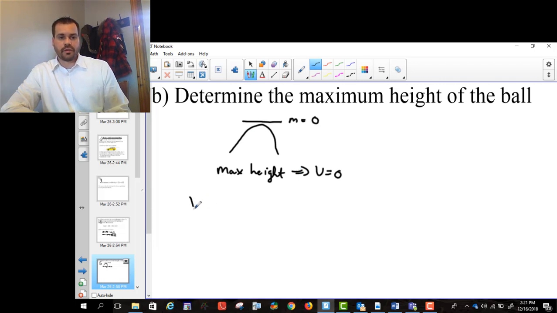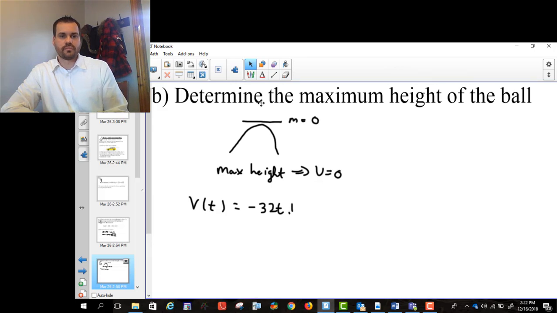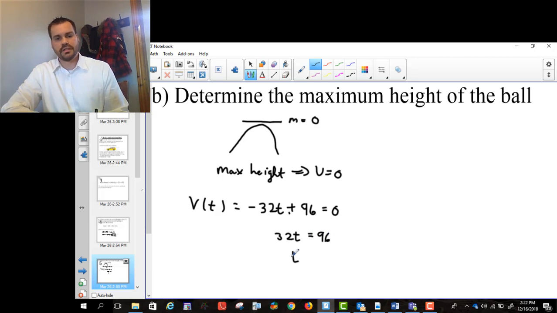So all we do is we take our velocity function, our v of t, which is minus 32t plus 96, and we set that equal to 0, and we solve. So we're going to get 32t is equal to 96, and that means that t is 3 seconds. So the max height occurs at 3 seconds, but that's not the max height, that's just where it occurs. So now we have to figure out, okay, what's h of 3 then?